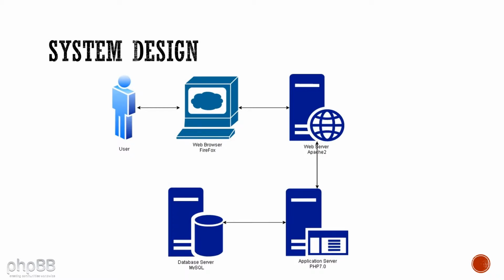System design. Firstly, the user will specify the URL in the web browser, which is Firefox. The web browser will request the URL from the web server, Apache 2, which will communicate with the application server, PHP. PHP will request the information from the database server, MySQL, since it stores all the information about the website. And finally, the database server will reply back to the application server.